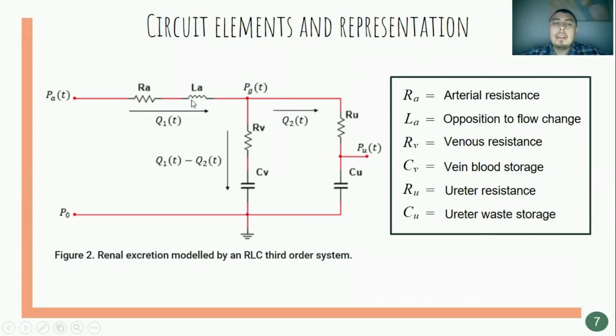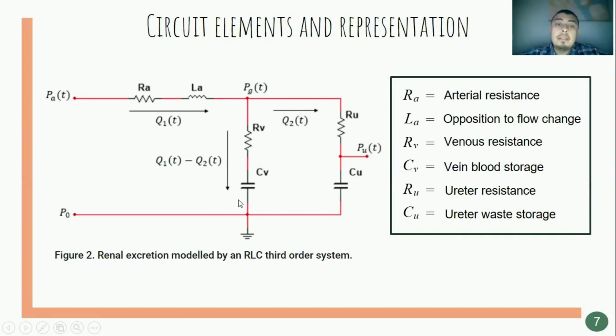it passes through an inductor that represents the opposition of the blood to the flow change, where the flow is represented by Q1. After passing by the inductor, the glomerulus filtration occurs, where the flow divides into two more branches that represent the vein and the ureter.